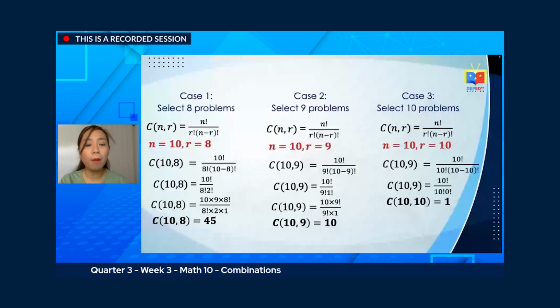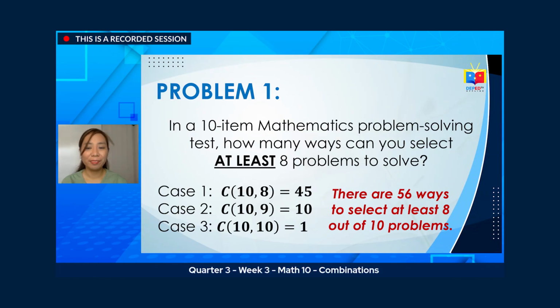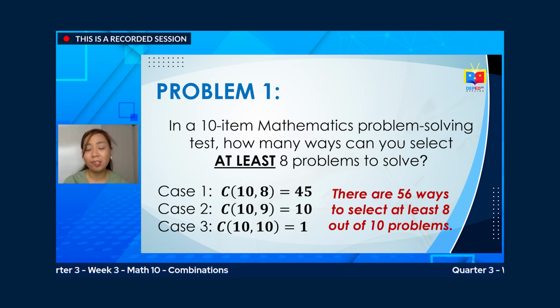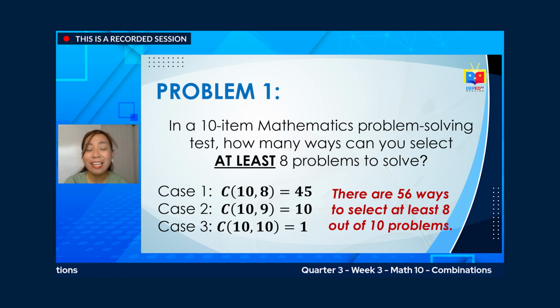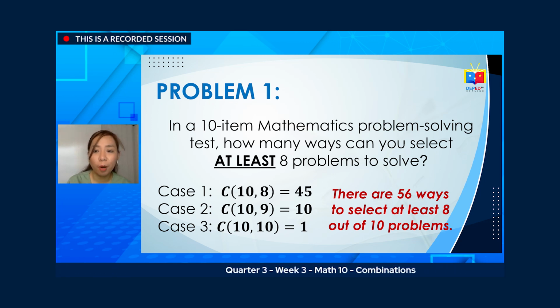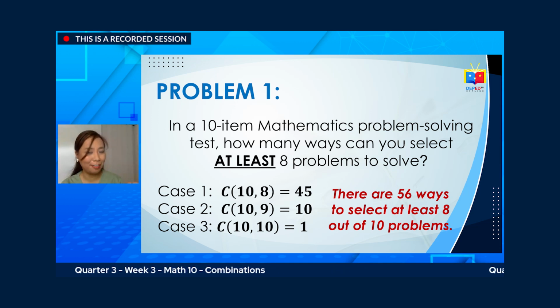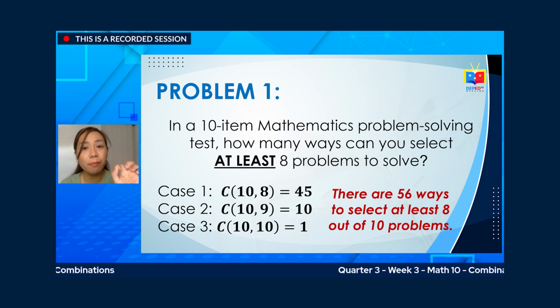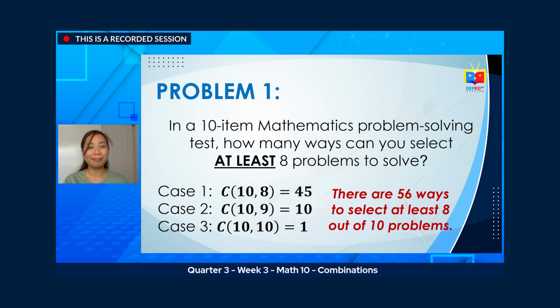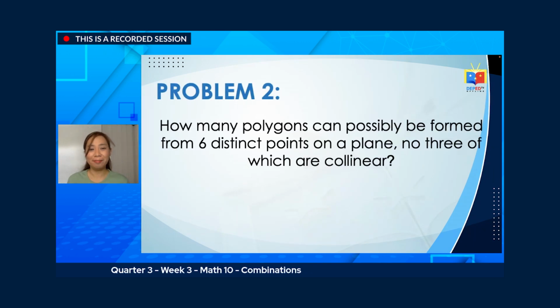So to answer the problem, we now have to add them all. So, the answer to our problem is 56. There are 56 ways to select at least 8 out of 10 problems in a mathematics problem-solving test. So please remember that word at least. It is also applicable if you see the word at most. It's just the opposite. Okay.